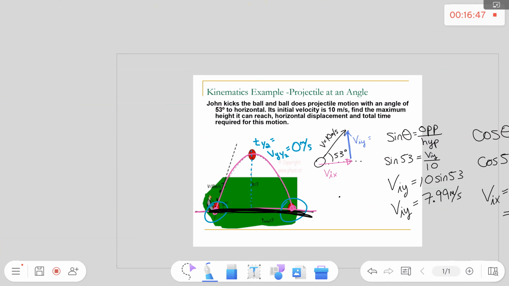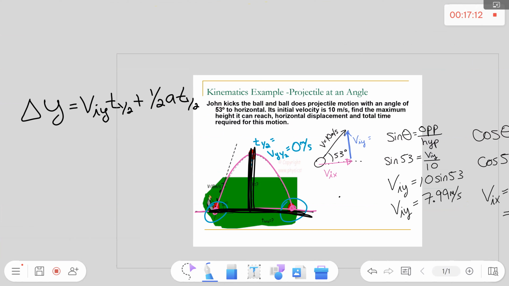What would I use to find my delta y? 1/2. You'd have to use your half time interval. What number would you get for your delta y if you used the full time? 0, because the ball's on the ground. At 1.63 seconds, the ball's on the ground. So to find delta y, we have to use our halfway time. So delta y equals initial velocity in the y direction times time. But t 1/2. For delta x, we use the full time. One half a t squared.